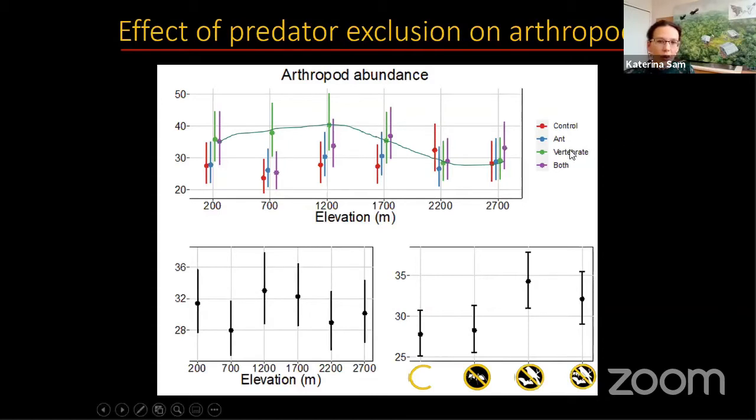What we see in the green is the effect of vertebrate predators. When we excluded the birds and bats together, the abundances of the arthropods increased significantly in many cases, following kind of a hump-shaped pattern, which is correlating with the results which we saw on the plasticine caterpillars earlier. In the summary graph here, you can see that the controls do not differ from ants, and then the vertebrate predators and all predators are having a significant effect on the arthropod abundances.